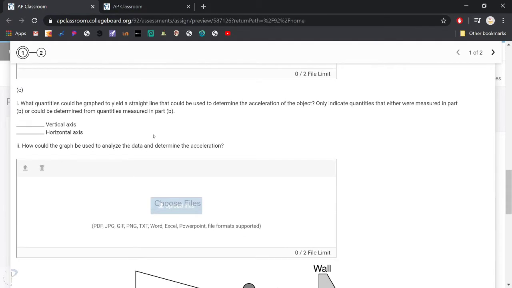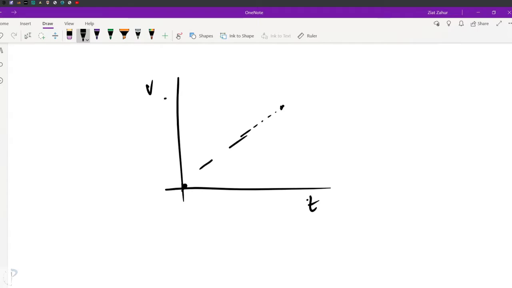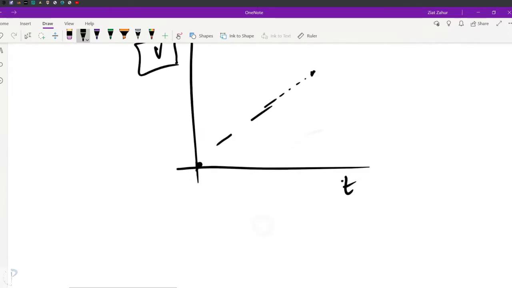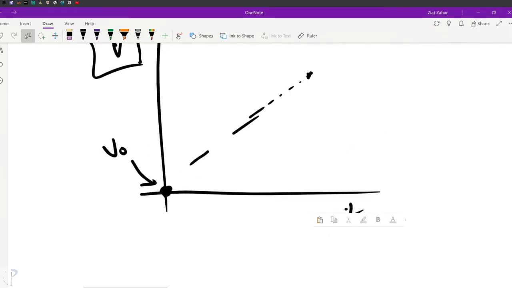What quantities could be graphed to yield a straight line that could be used to determine the acceleration of the object? Okay, the only way to get acceleration from a straight line is to take the derivative of your velocity time graph. So if you have a velocity time graph, you can find the slope. So vertical axis has to be v, horizontal axis has to be time t. Now the problem is we have to figure out how to get v. Strategically, we can set v0 to be 0, but we need to figure out some sort of v final.